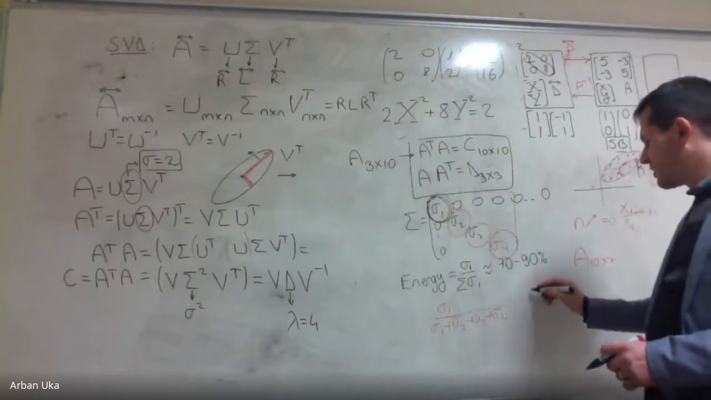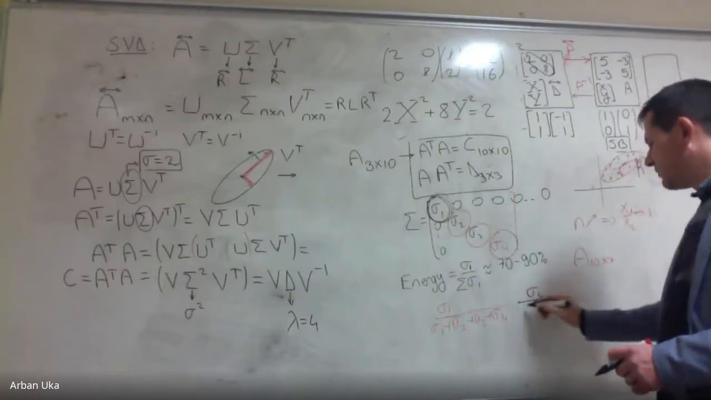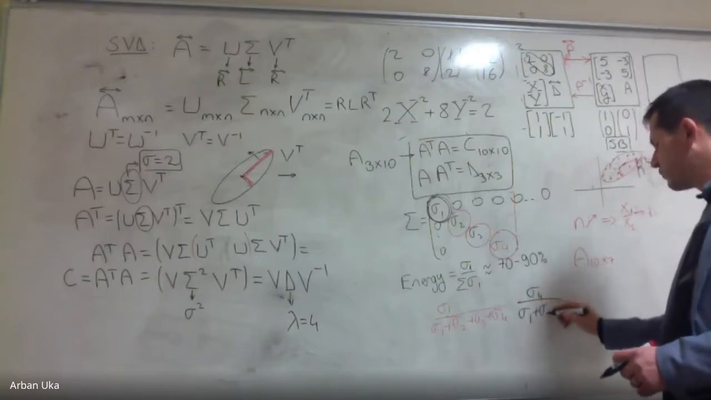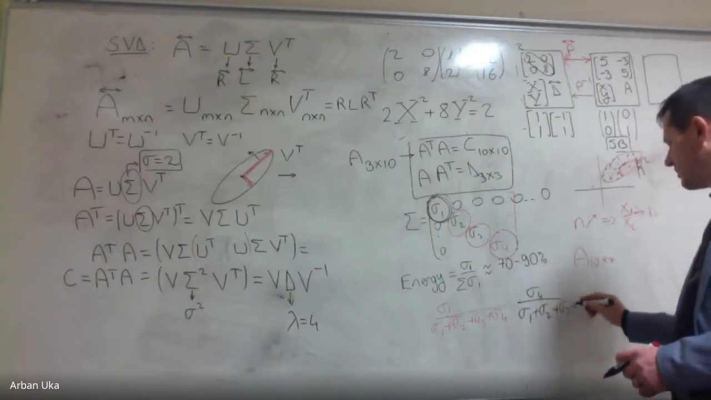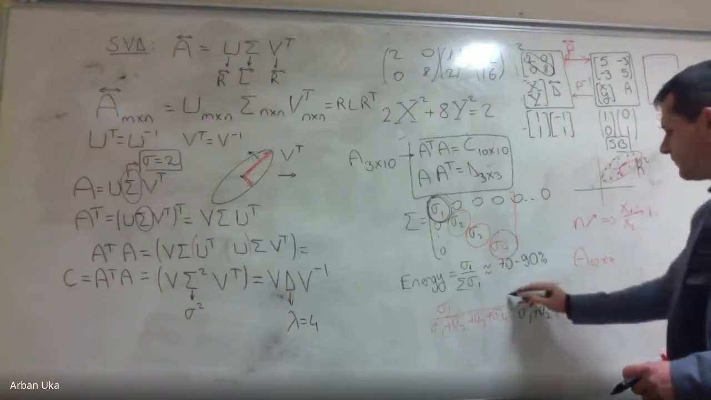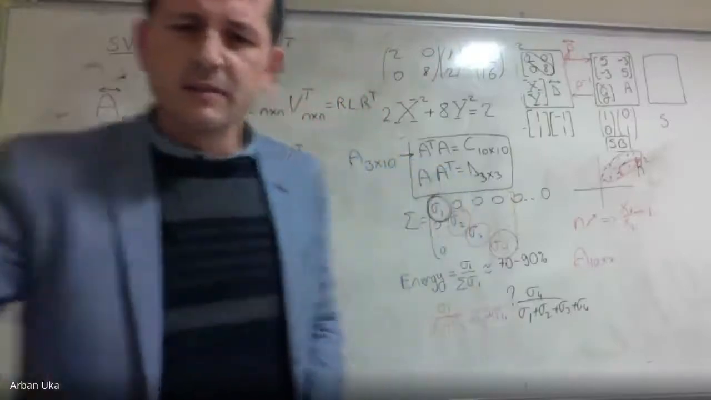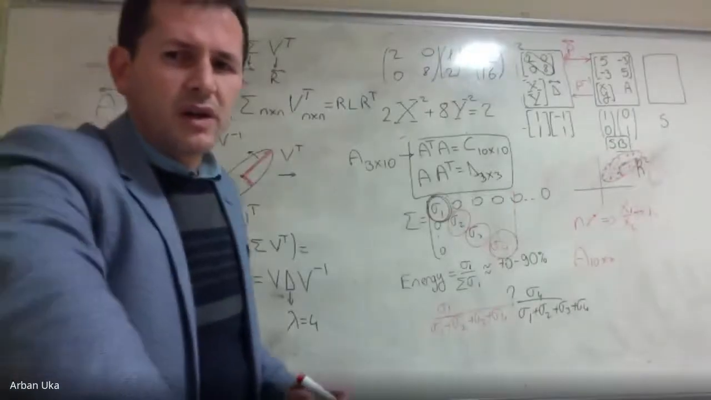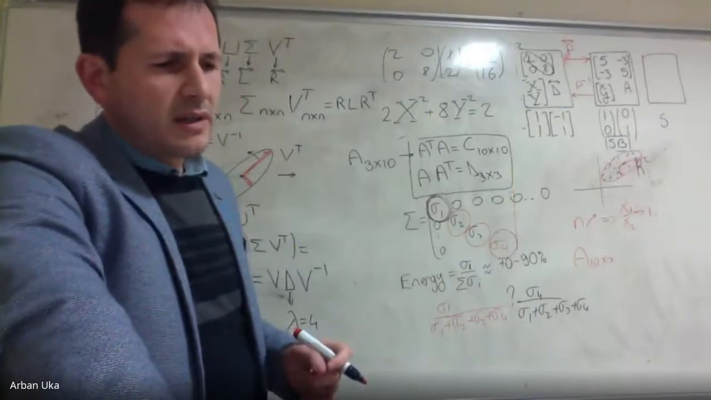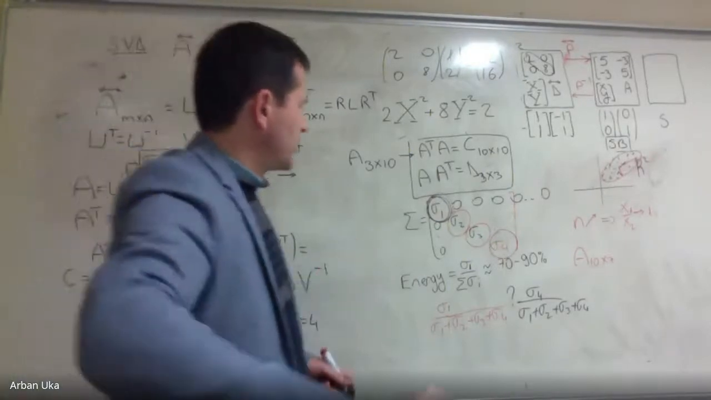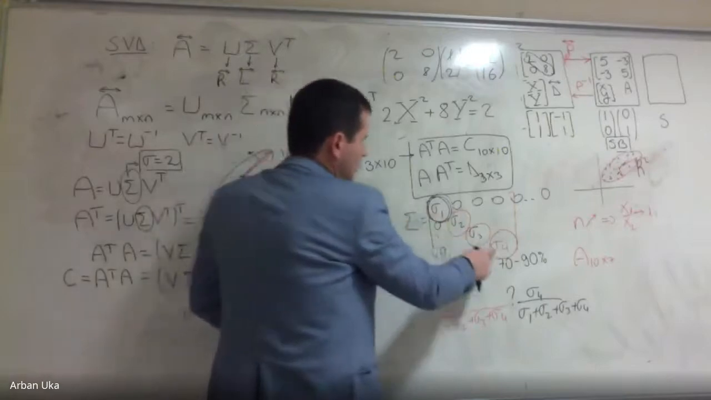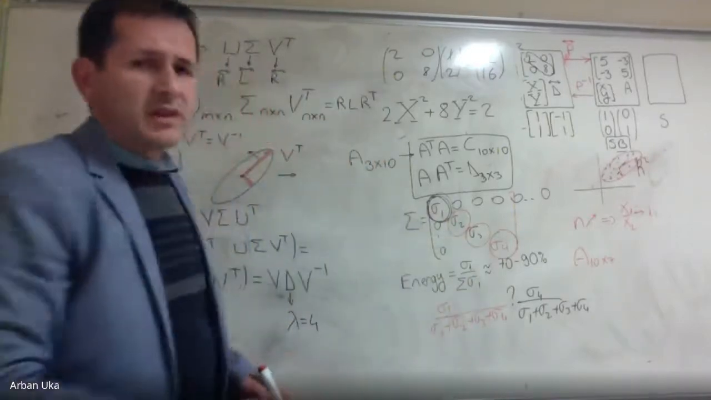So how do you compare this with sigma 4 divided by sigma 1 plus sigma 2 plus sigma 3 plus sigma 4? Maybe sigma 4 over the whole sum might be 5% or less. Okay, so you are assuming that since these numbers are ordered from the largest to the smallest, it's going to be smaller.